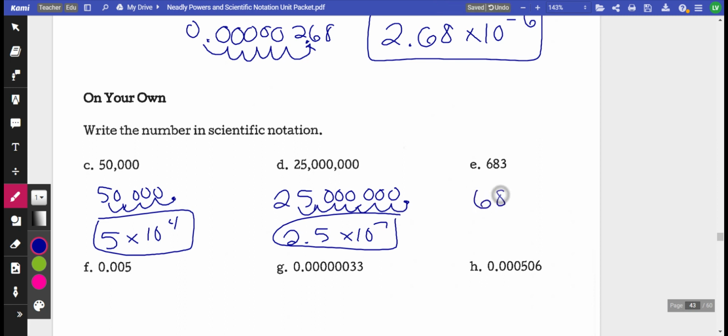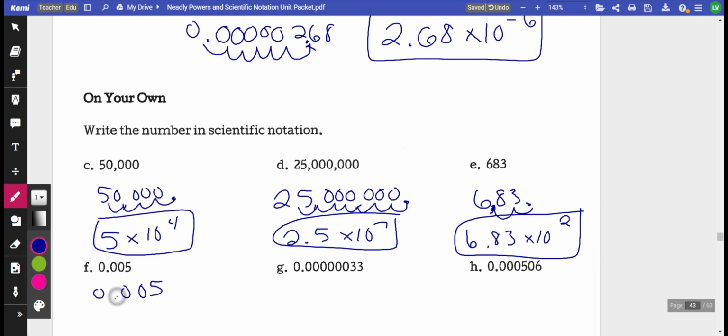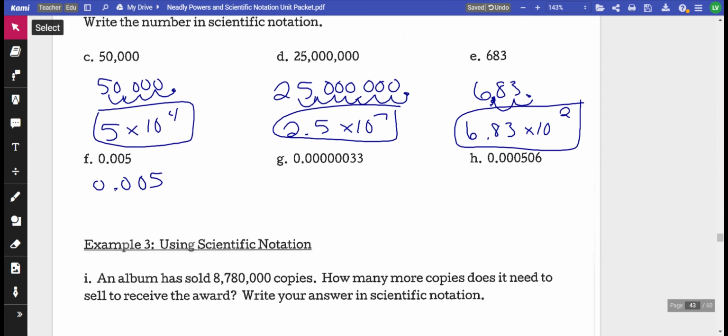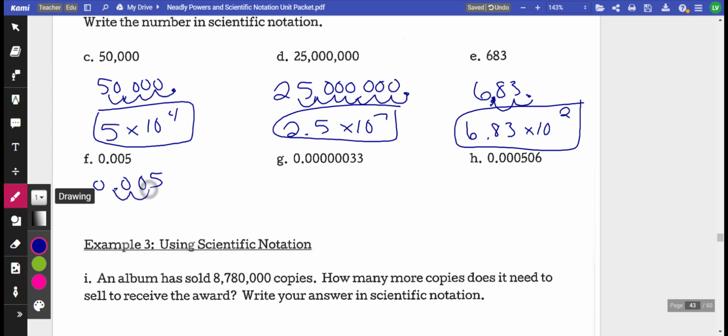Then for letter E, 6.83. I want to put my decimal point between the 6 and the 8. So I go to the left twice. So 6.83 times 10 to the 2nd power. Letter F. We have 5 ten-thousandths. When I solve that, I want to move this decimal to the right twice. Actually, I'm sorry, 3 times to make it go to the right side. So that's 5 times 10, and that was -3.